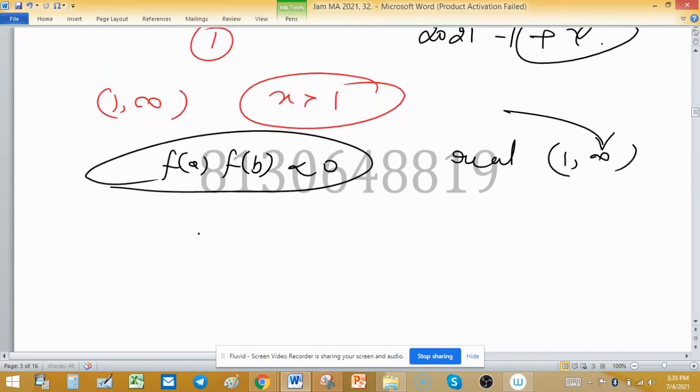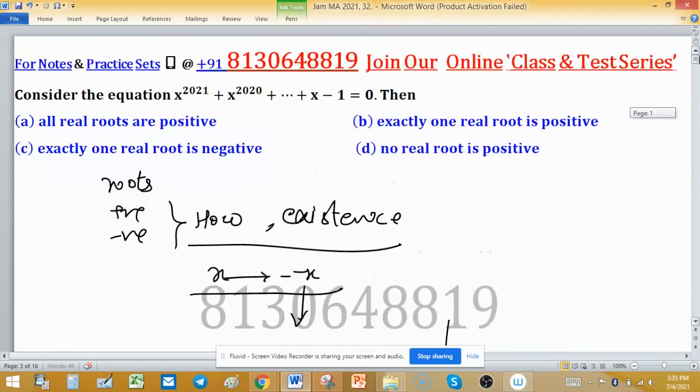And you can see, from minus infinity to 0, you can find how many real roots exist. But you can see we have solved this problem. No real root is positive, but a positive real root exists by Descartes rule. So this option is false.